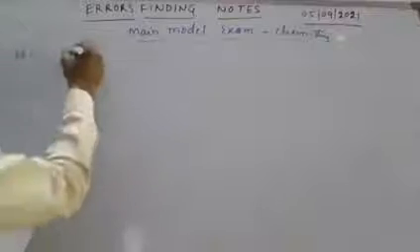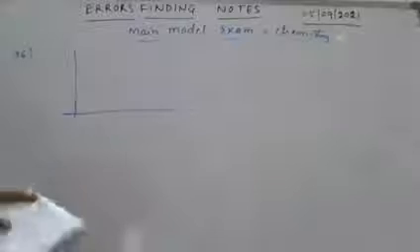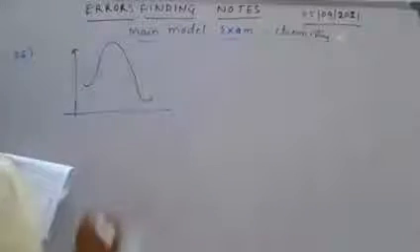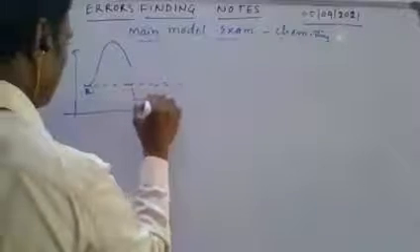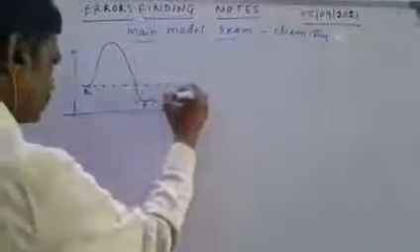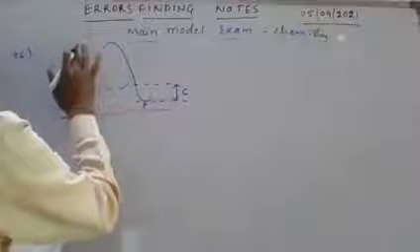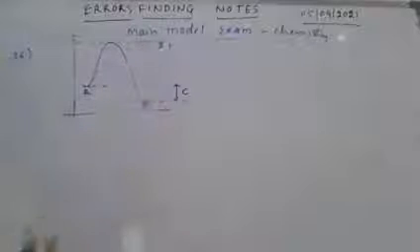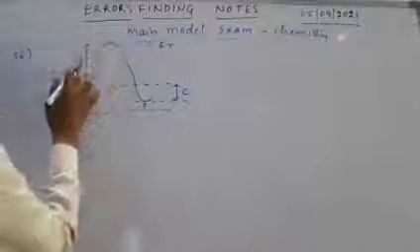Question number 36. Here is a graphical representation, reaction coordinate versus potential energy. This is the reactant, this is the product. Here this value is given as C, and this is ET, the threshold energy or energy barrier. This value given as A means A is the activation energy.